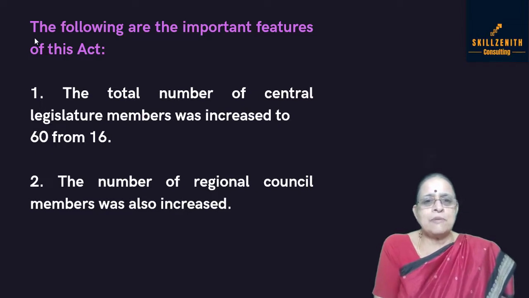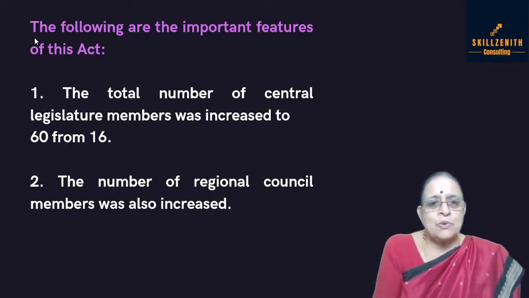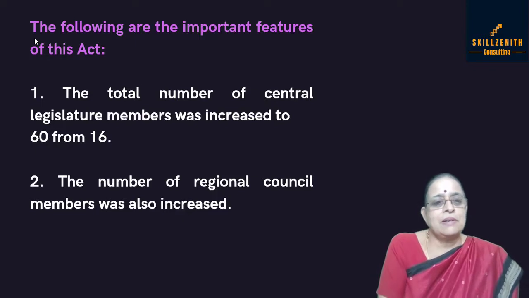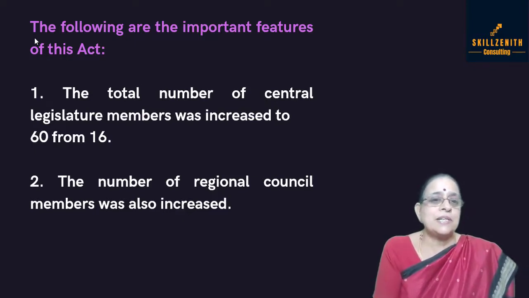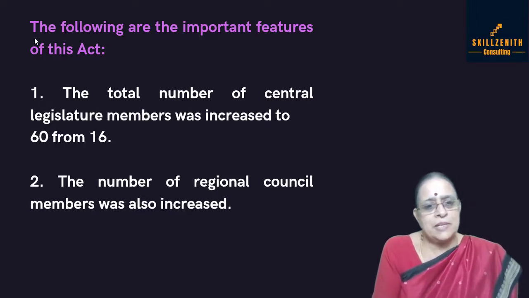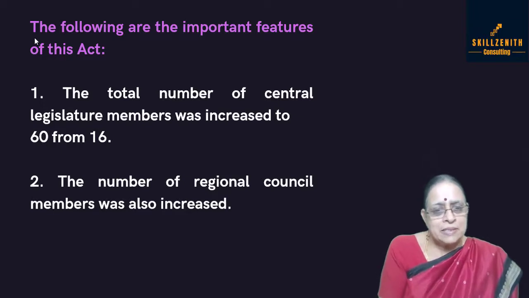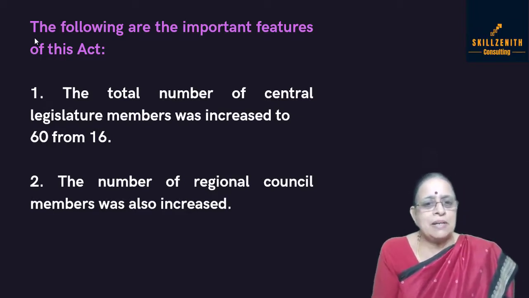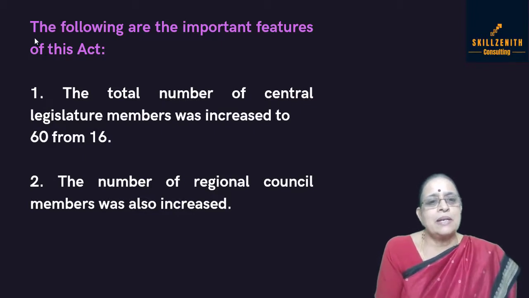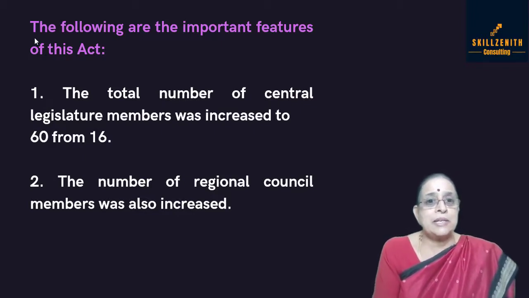The total number of central legislature members was increased to 60 from 16. So in the central administrative body, there were only 16; now 60 members. The number of regional council members was also increased. That means both at the central and the regional level, council members were added. More and more members were taken into the legislative council.